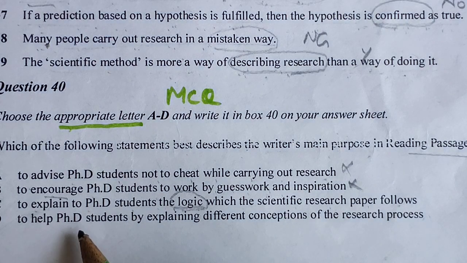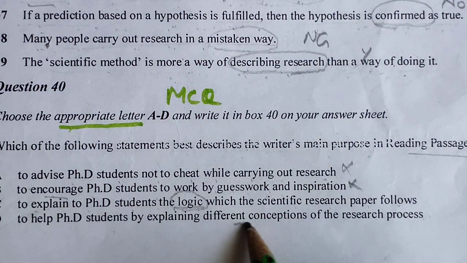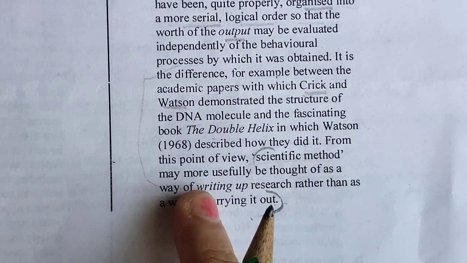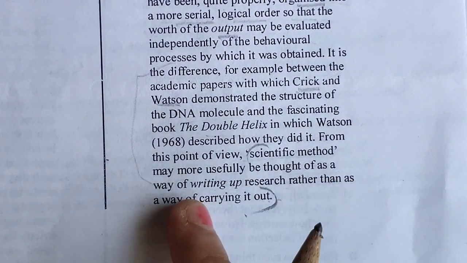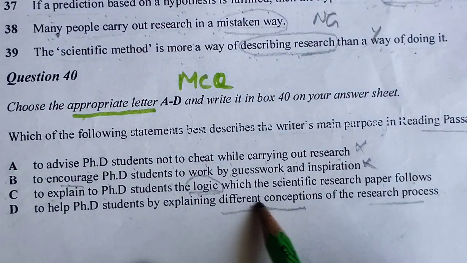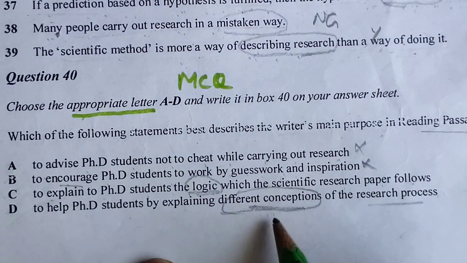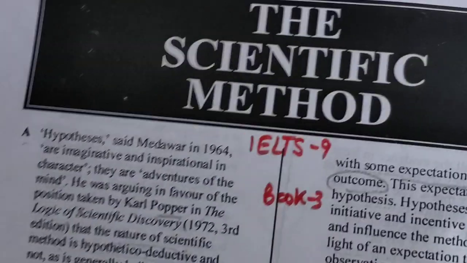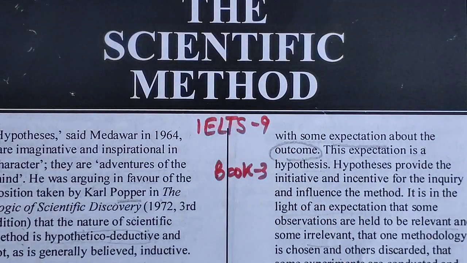To explain to PhD students by explaining different conceptions of the research process. In the last sentence they are saying it may more usefully be thought of as a way of writing up research rather than a way of carrying it out. Different conceptions means writing it. So D will be the answer. In this way we have completed this reading passage, scientific research.